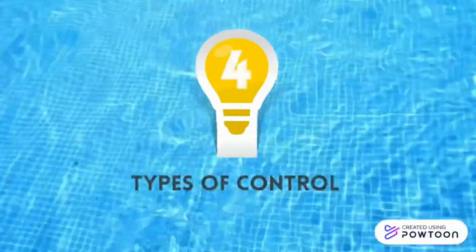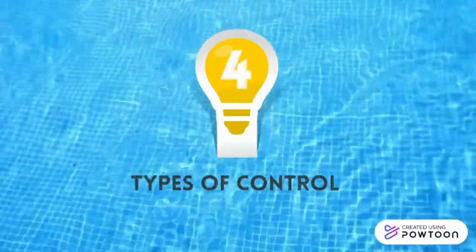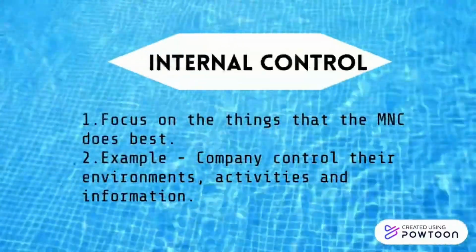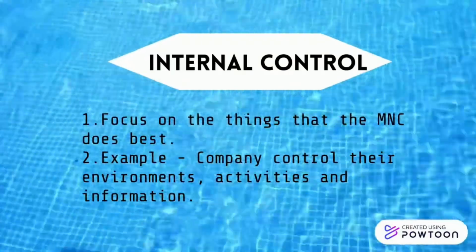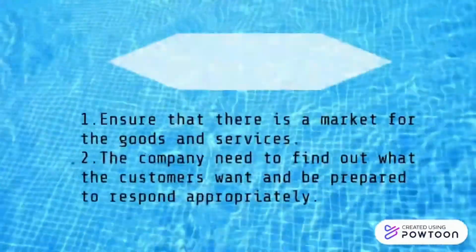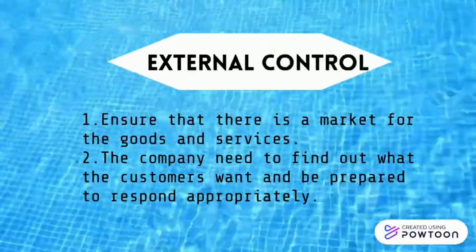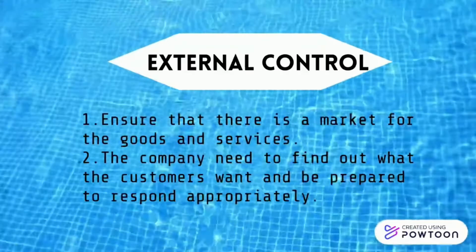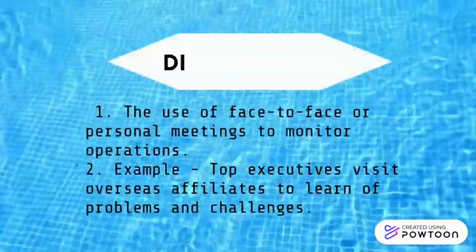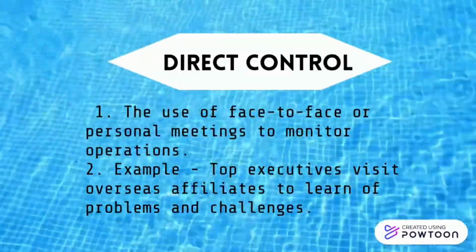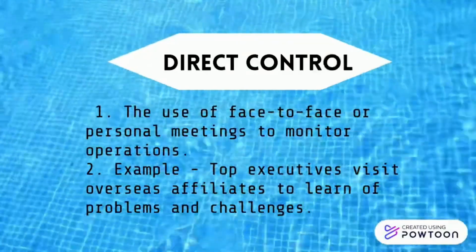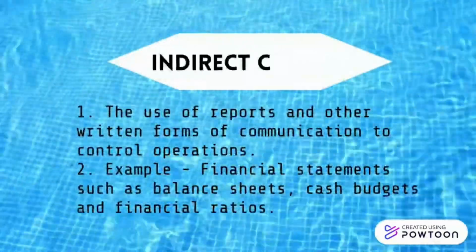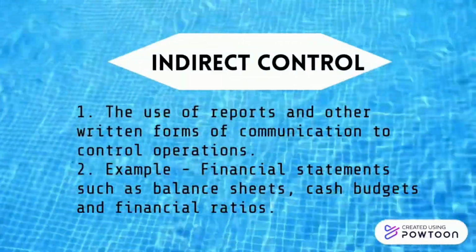Next, we go to types of control. There are 4 types of control. The first type is internal control. Internal control focuses on the things that the MNC does best. For example, the company can control their environments. Second is external control, which ensures that there is a market for the goods and services. The company needs to find out what the customer wants and be prepared to respond appropriately. Third is direct control, the use of face-to-face or personal meetings to monitor operations. For example, top executives visit overseas affiliates to learn of problems and challenges. Lastly, indirect control, the use of reports and other written forms of communication to control operations.